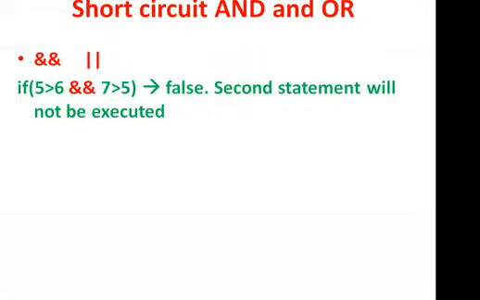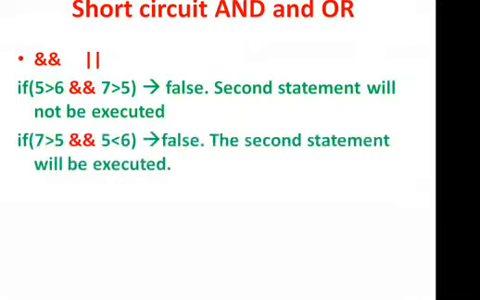So using short circuit AND will reduce the execution of more conditional statements. If the condition fails at the initial level itself, then short circuit AND will not go for the second statement. In the same fashion, if you give the right statement, say 7 is greater than 5, which is going to be true, then the short circuit AND will go and check the second condition, whether it is true or not. If it is false, then the total condition is going to be false.